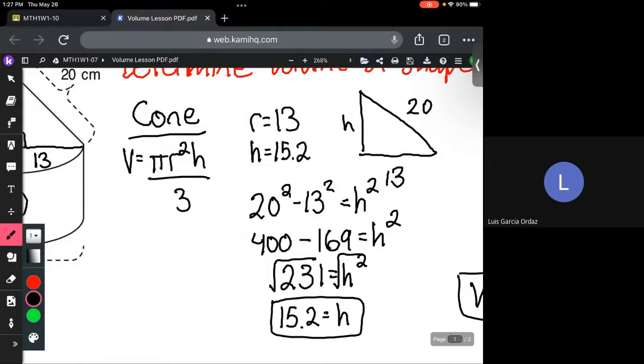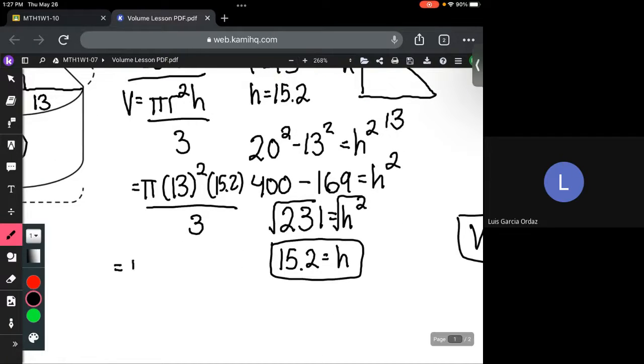So we have radius and height. So it's going to be pi times 13 squared times my height, which is 15.2, all divided by 3. So it's going to be pi times 169 times 15.2 divided by 3. So again, do your numerator first and then divide that answer by 3.